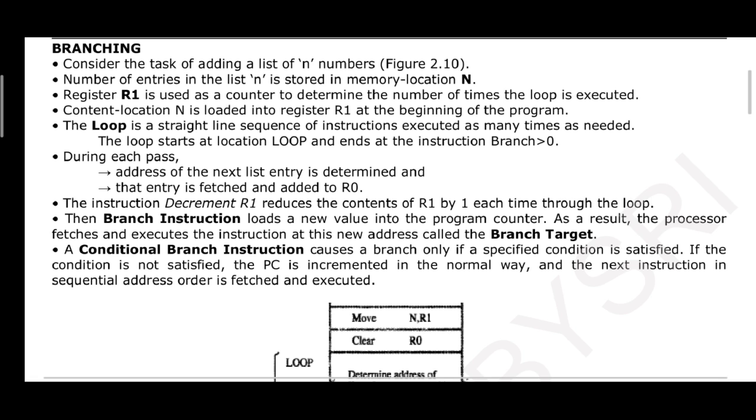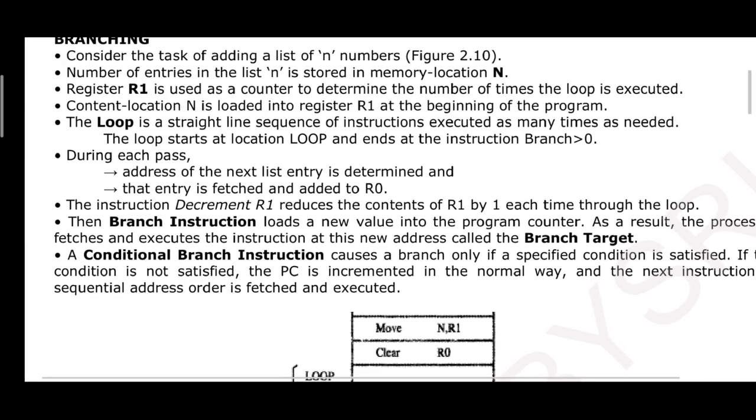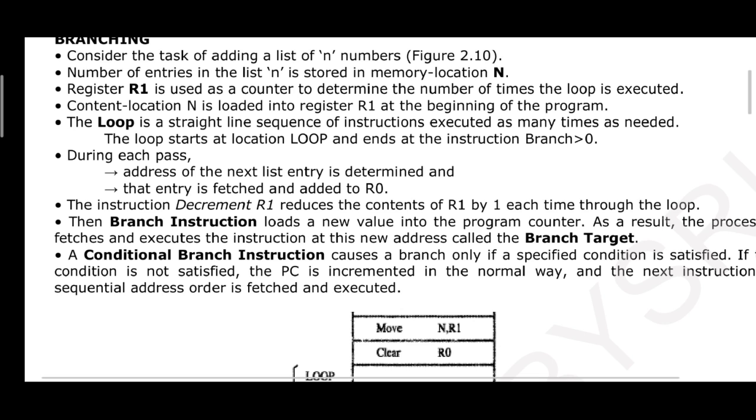So, the same example: consider the task of addition of a list of n numbers. We are considering the same task, but the concept will be different, that is the branching concept. The number of entries in the list, n, is stored in a memory location. Here we are using additional registers to store the count value. Register R1 is used as a counter to determine the number of times the loop is executed.